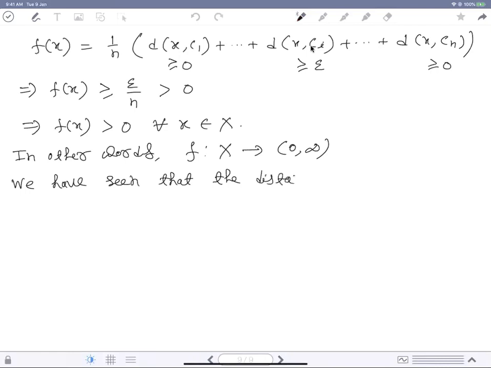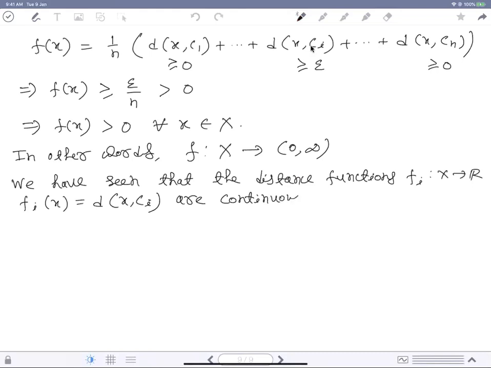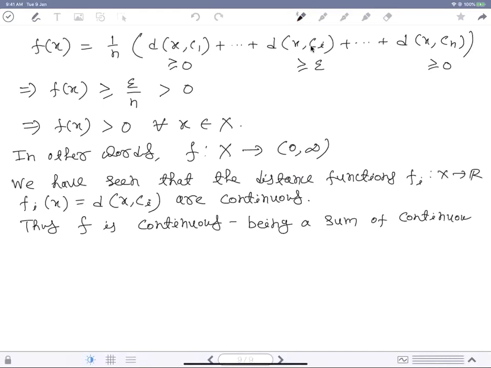We have seen that the distance function, say f_i from X to R defined by f_i of x equal to d of x comma Ci, is continuous, right? And f is just the summation of these distance functions. Thus f is continuous, being a sum of continuous functions.